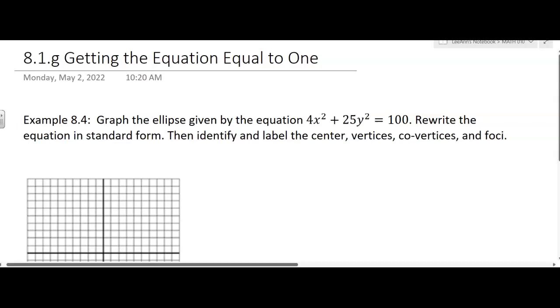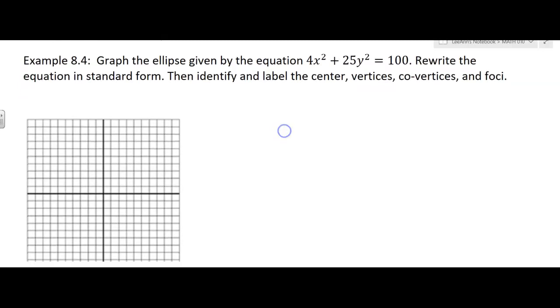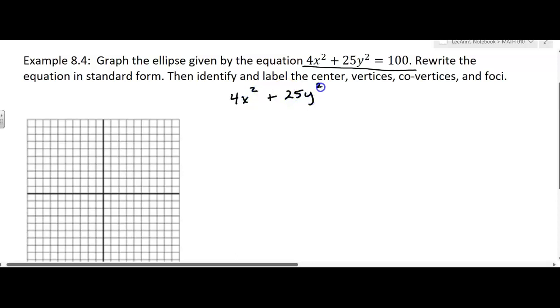So we're still going to practice our graphing on this problem, but when they give us the equation right here, it's not equaling 1, and so that means it's not in standard form. So I need to first get that in standard form. 4x squared plus 25y squared equals 100. And the easiest way to do it is just divide everything by 100.